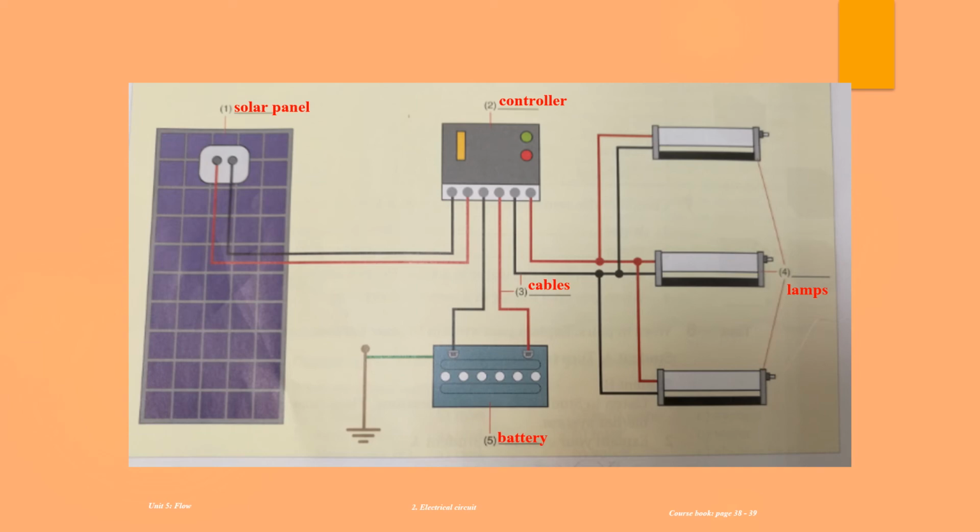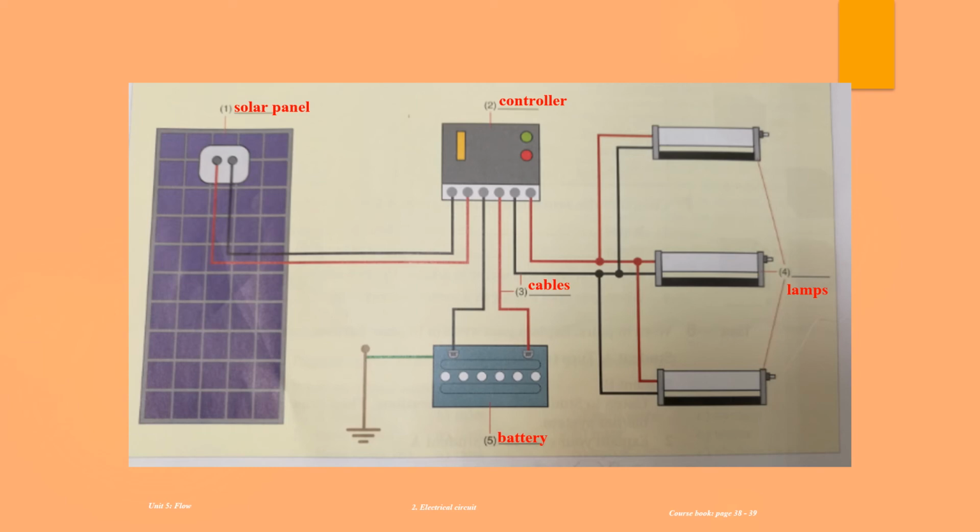To understand this diagram, we need to start from the left, from the solar panel. The solar panel changes the sun's energy into electricity. Then if you follow the wires, the black and red wires, the electricity goes to the controller. Now it can go from the controller to 2 places, either to the battery or to the lamps. So if the lamps are on, the electricity goes from the solar panel to the controller, then to the lamps. So the lamps shine.